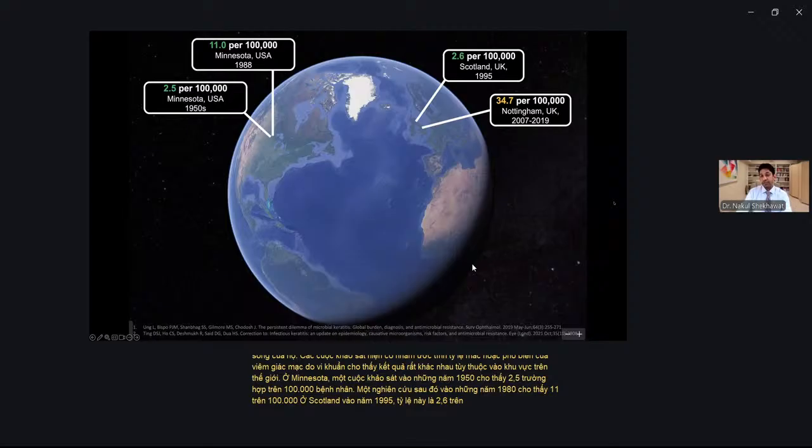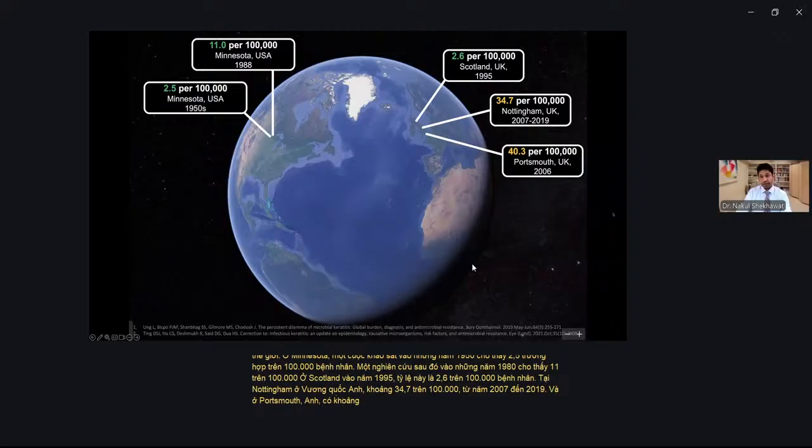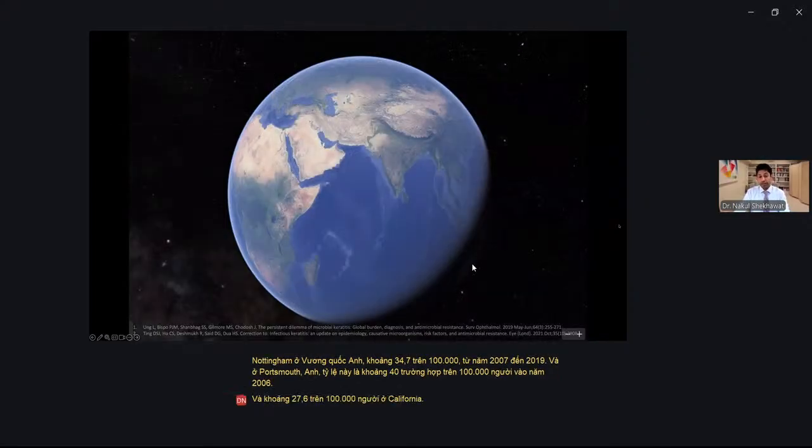In Nottingham, in the United Kingdom, the range was around 34.7 per 100,000, ranging from 2007 to 2019. And in Portsmouth, UK, it was about 40 cases per 100,000 people in 2006, and about 27.6 per 100,000 in California. But when you go to the other side of the world, you see the numbers are very different.